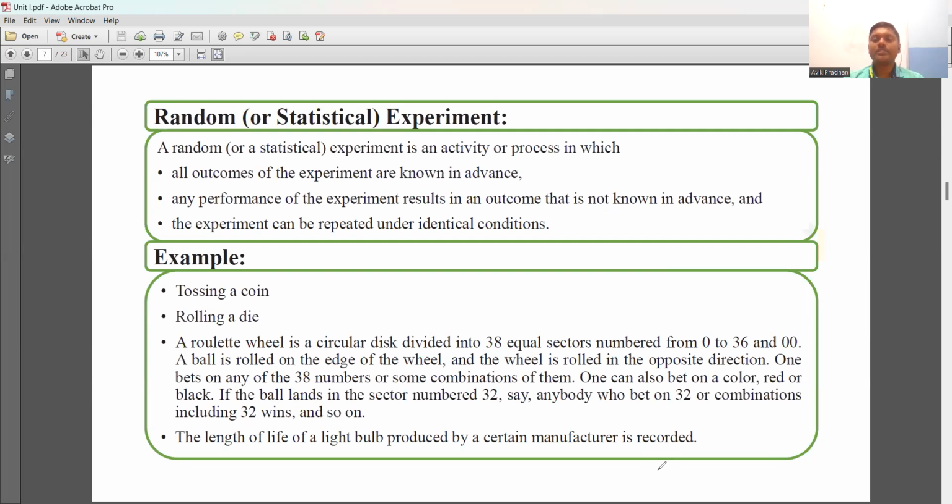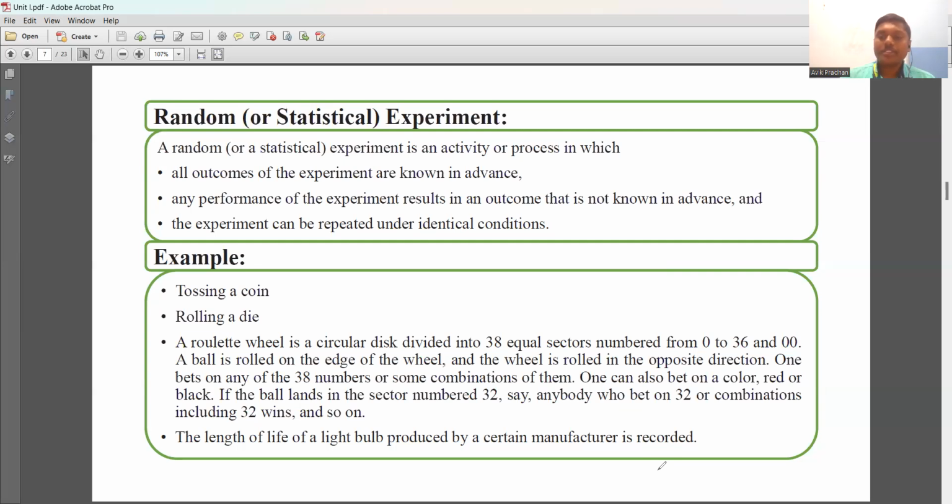So today we are going to discuss the basic definitions of probability which are related to random experiment, what is an event, what is the sample space, and what is the definition of probability. And then a few theorems related to them, and how to assign the probabilities corresponding to it.